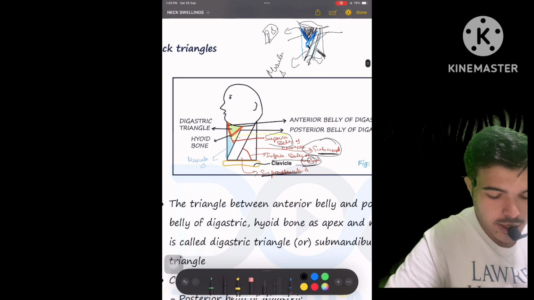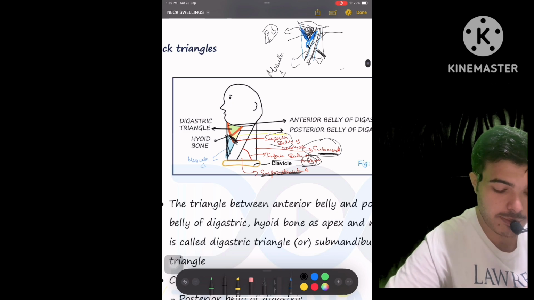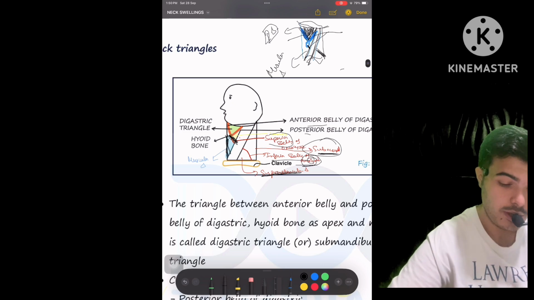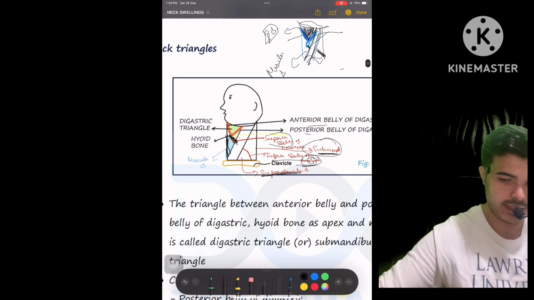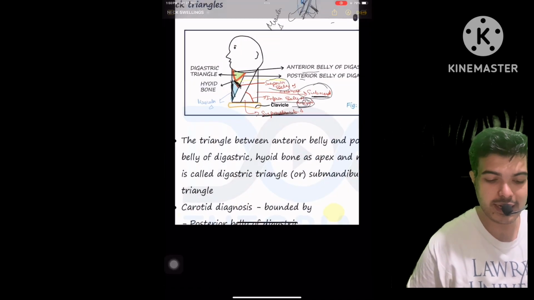Okay, and in front of this you have the muscular triangle, which is bounded posteriorly by your superior belly of omohyoid this way, and anteriorly you have the skin and fascia. And this one is your anterior belly of digastric and posterior belly of digastric. In between them you have the digastric triangle. So I hope you got this from this diagram. This is just a gist to understand neck swellings.